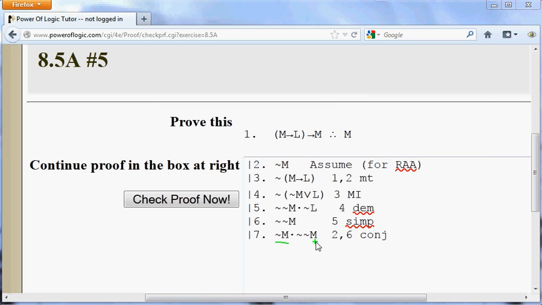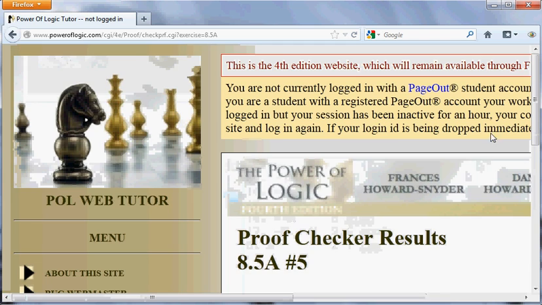Not M is Q. Not M is not Q. And that's a perfectly good contradiction. So really, I'm done here. I've assumed not M. That led to a contradiction. So therefore, M must be true. That's a 2 through 7 in this case, RAA. So if I check that, okay.